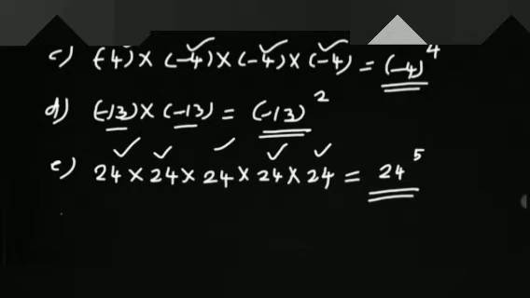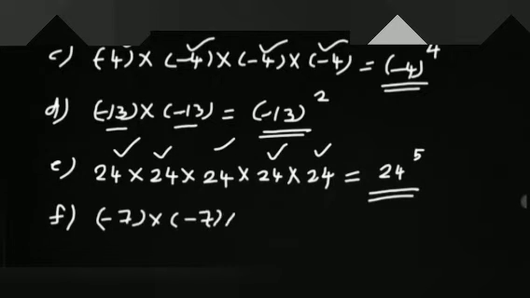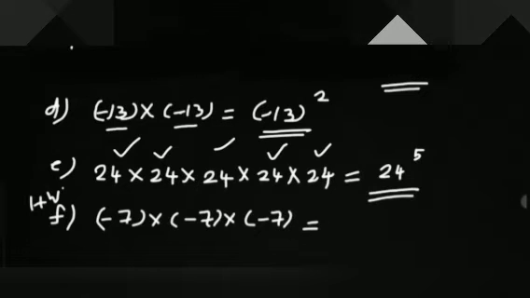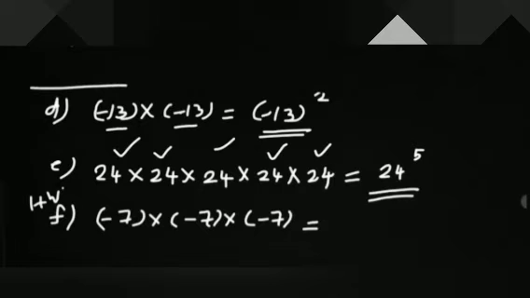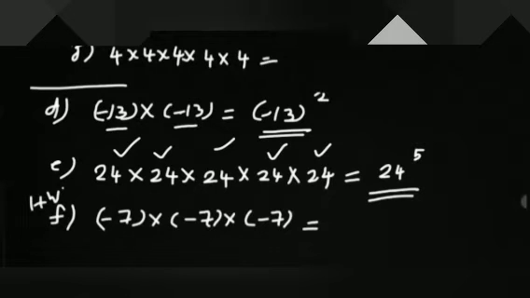Got it? Any doubt? Okay, so shall we note down problem or homework from this session? F is homework. If the question is minus 7 into minus 7 into minus 7, or negative 7, both are same. This is homework. G also homework. G and H are also homework. G, the question is 4 into 4 into 4 into 4 into 4. Homework, you have to write this in the power form.